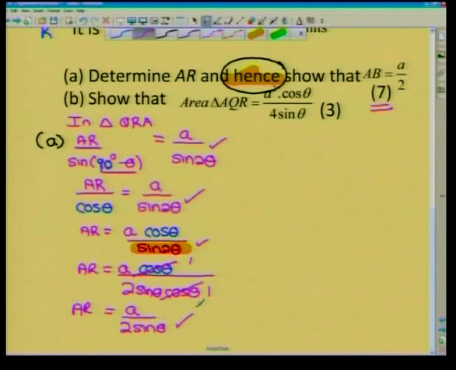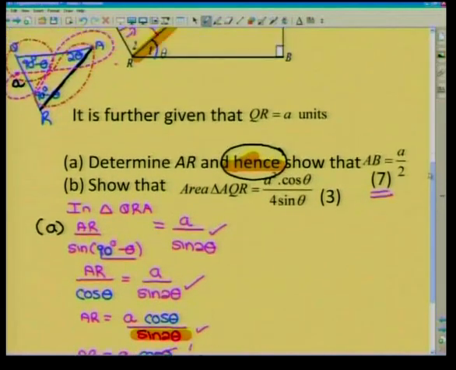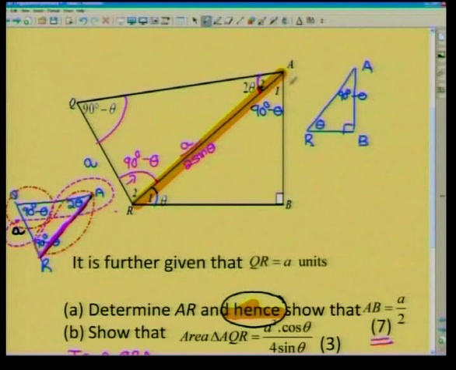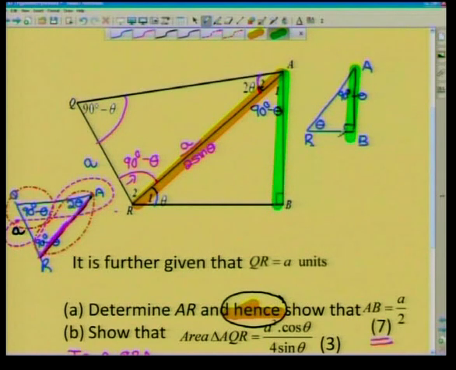Now the hence part happens. So let's go back to our drawing and let's see how the hence works in. So now I know AR, and the hence part says I have to show that AB is... So now I've found this to be A over 2 sine theta. So now we want to show that AB is... So where's AB? AB is on this triangle here. So in terms of our highlighting, it's this one here or this one here.